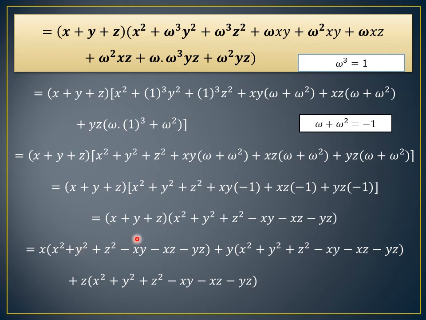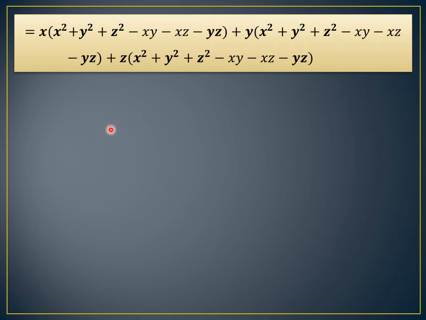So x is going to multiply with x square plus y square plus z square minus xy minus xz minus yz. Same goes for y, it is going to multiply with the full bracket. Same goes for z, it is also going to multiply with the full bracket. That is the last step. Now we have to open the bracket.